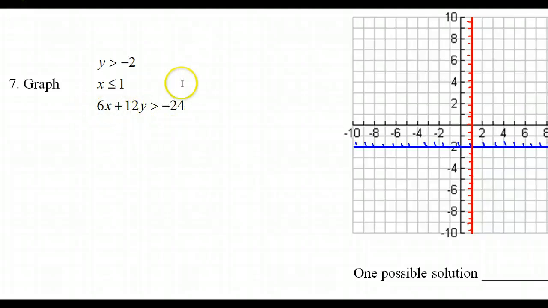Okay, now let's see what happens next. It's time to start working on this third inequality. We're getting y by itself, so we subtract 6x from both sides. That gives us 12y is greater than negative 6x minus 24.